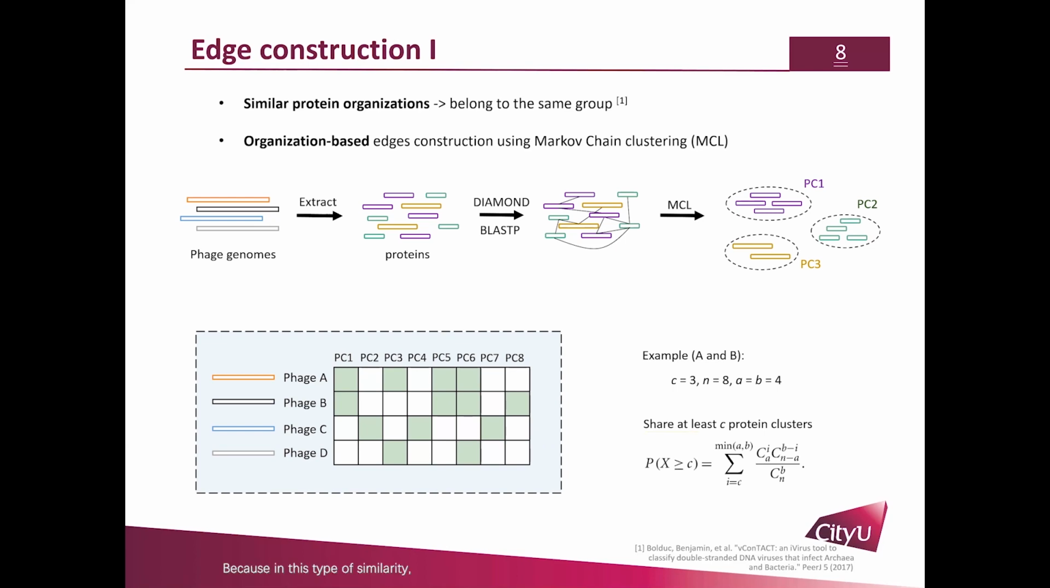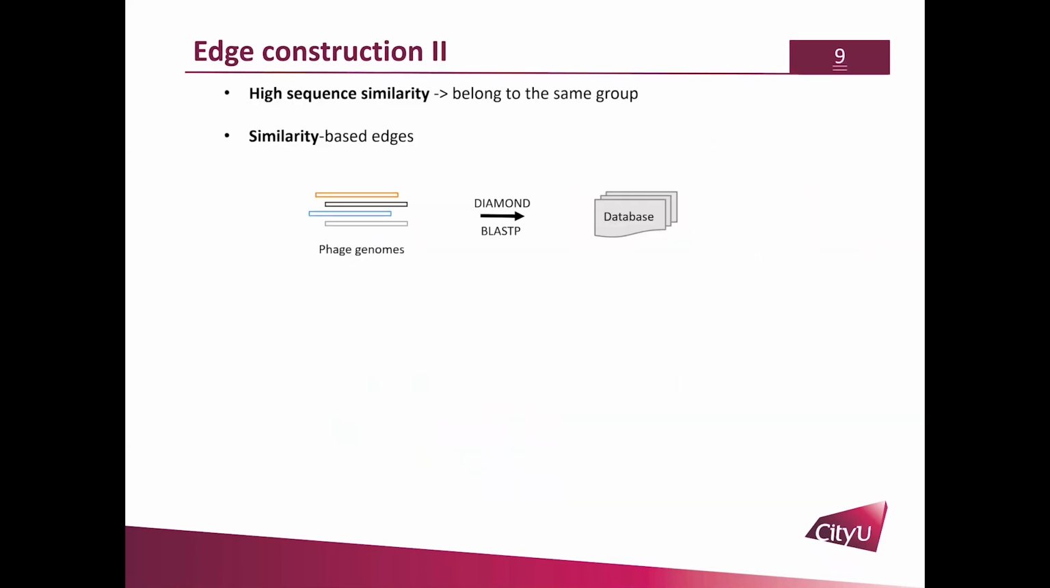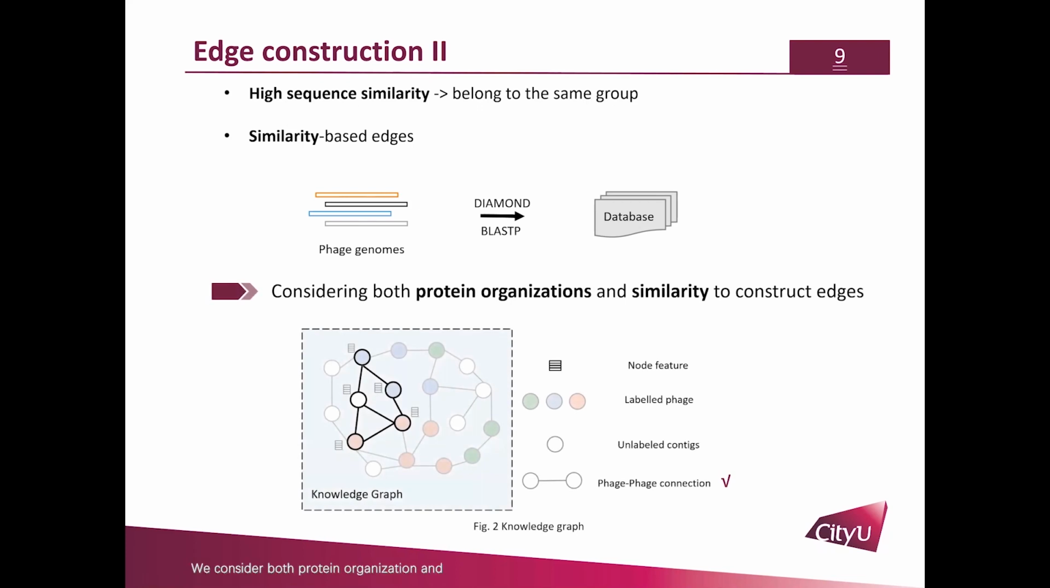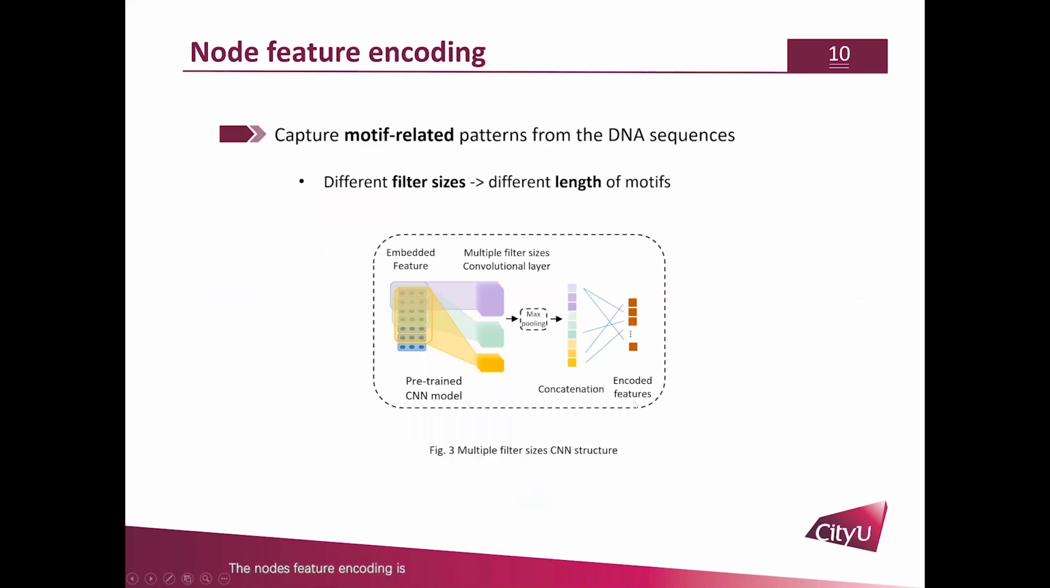Because in this type of similarity, we only care about the number of the protein clusters, in the next step, we will also measure whether 2 phages share high overall sequence similarity. If 2 sequences share high similarity, they also have higher probability to belong to the same group. To sum up, we consider both protein organizations and the sequence similarity in the edge construction. But what about the nodes? The node feature encoding uses a pre-trained CNN model.